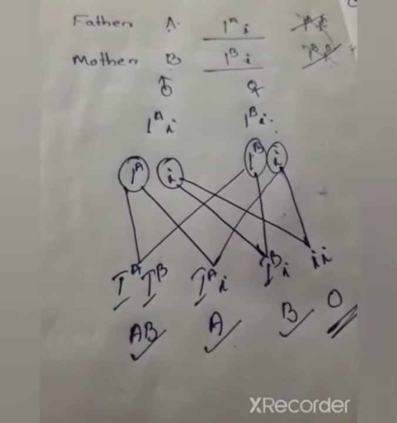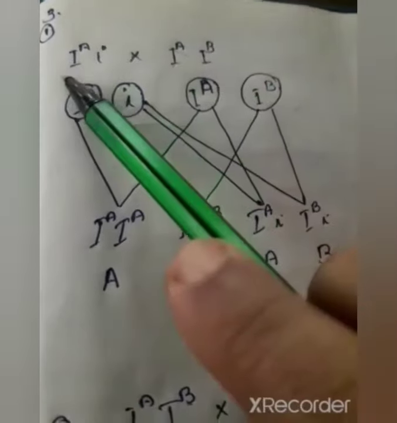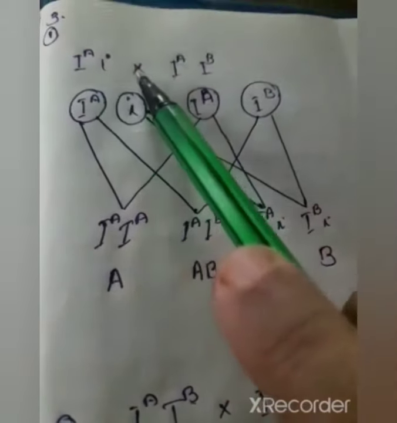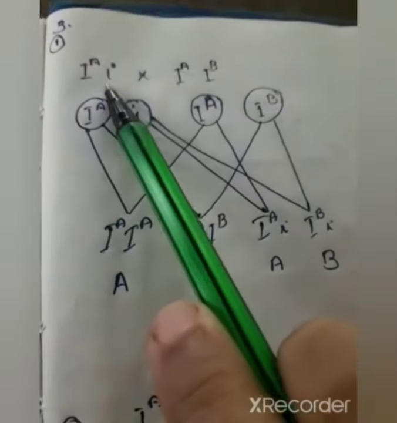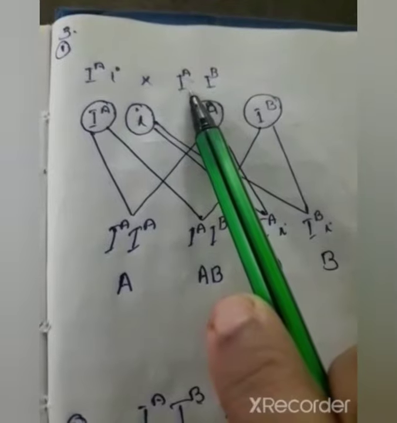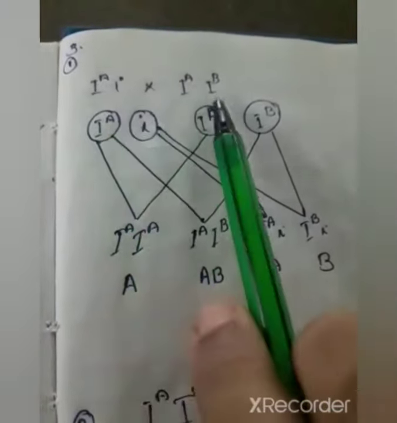Okay, you can understand. Then, what will be the blood group of the children of the following matings? These two conditions are given in our question. We want to find the blood group of the children. Condition 1: IAi crossed with IAIB. This is the A group and this is the AB group. These two are the parents, and these two parents are crossed.